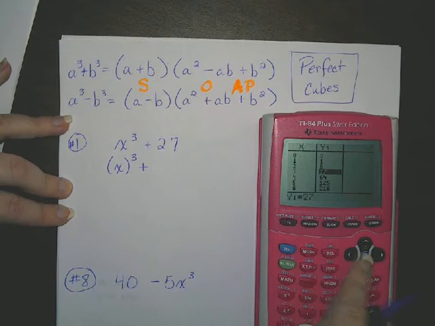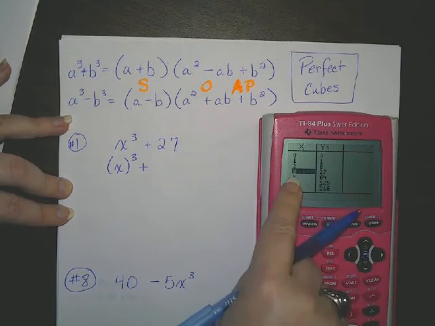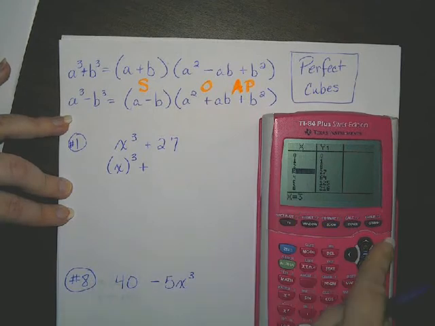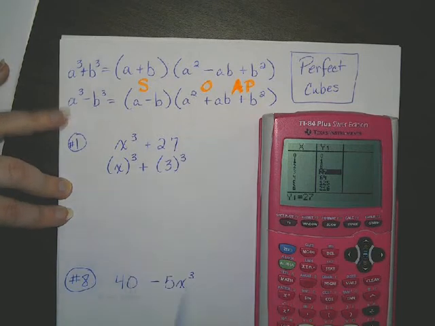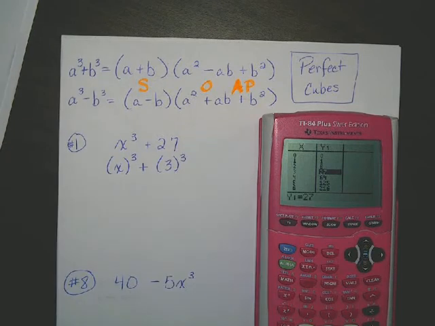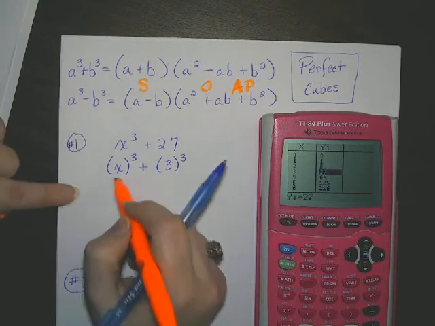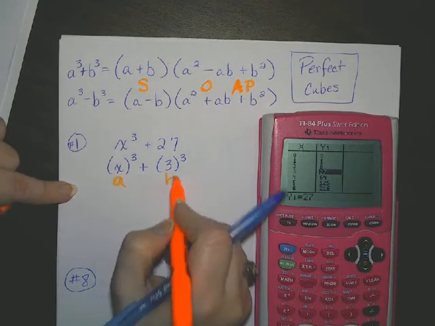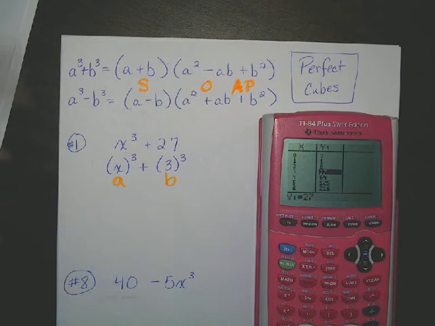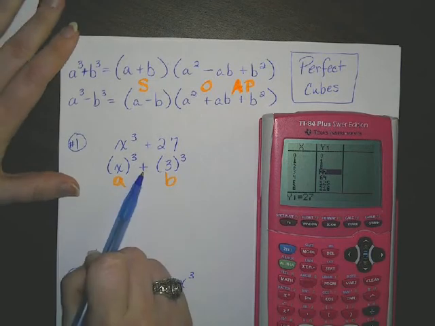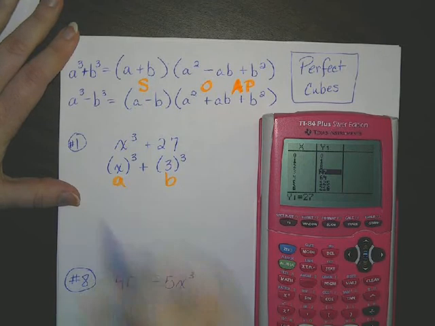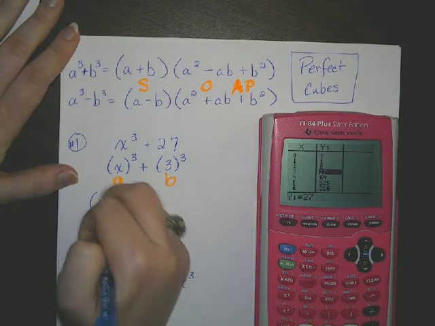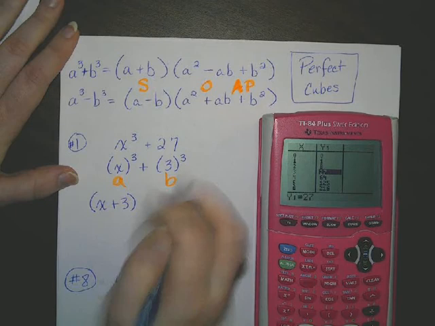So let's go down. 27 is 3 cubed. That's what lines up with 27. So I'm going to write this as 3 cubed. So now the x becomes the A and the 3 becomes the B. We're going to just plug it in. Now notice I have a positive sign here. Now the cool part is your binomial, which comes first, always uses the same sign. So it's just going to be x plus 3.